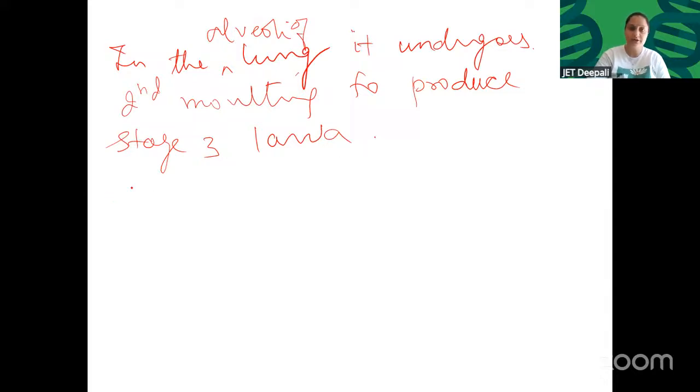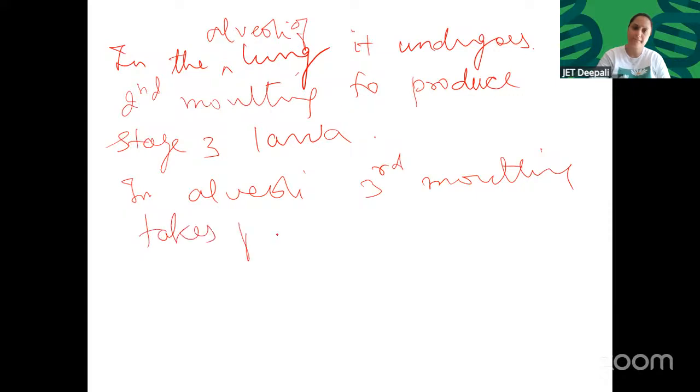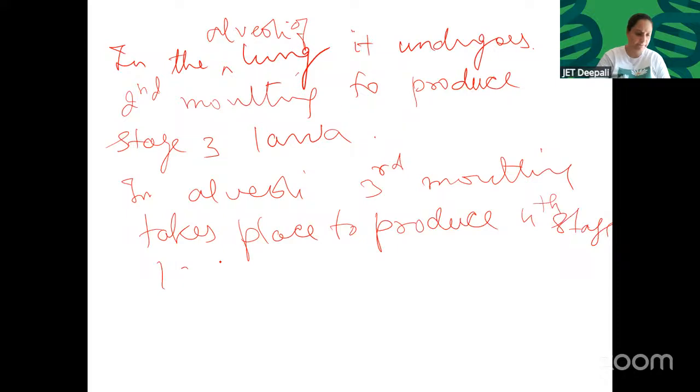And here only, in the alveoli, the third molting takes place to produce the fourth stage larva. It leaves the alveoli and reaches the small intestine again through bronchi, trachea, larynx, glottis, pharynx, esophagus, and stomach. Okay, see the path.